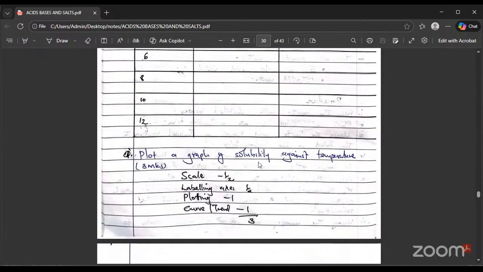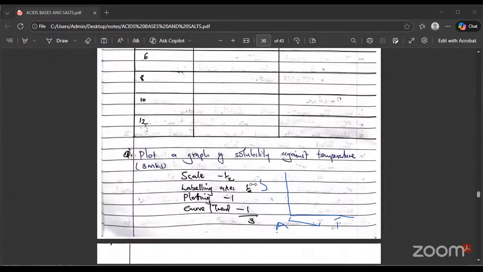So we have to plot a graph of solubility. I'll try to do that, so that you understand what I've been talking about. Plot a graph of solubility against temperature. So we are saying solubility happening against temperature.